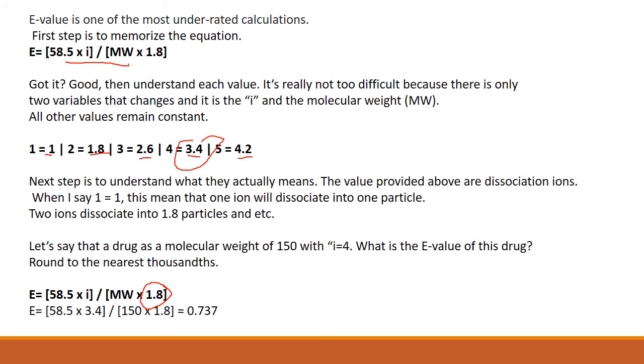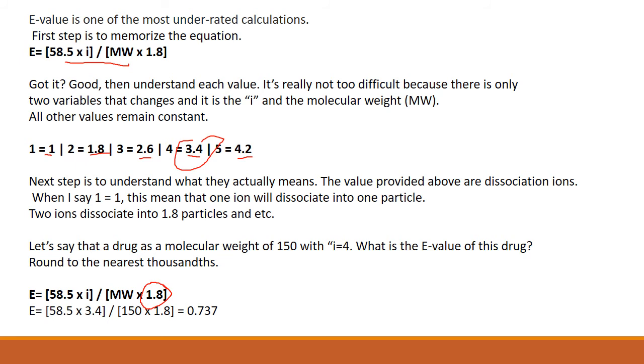What is the equivalent value of a drug? Since this is a 4 ion dissociation, we have this one, 3.4. So 58.5, to get the equivalent, we have this standard value, 58.5 times the Van 't Hoff factor for our substance divided by the molecular weight of our substance. That's the dissociation factor for our sodium.